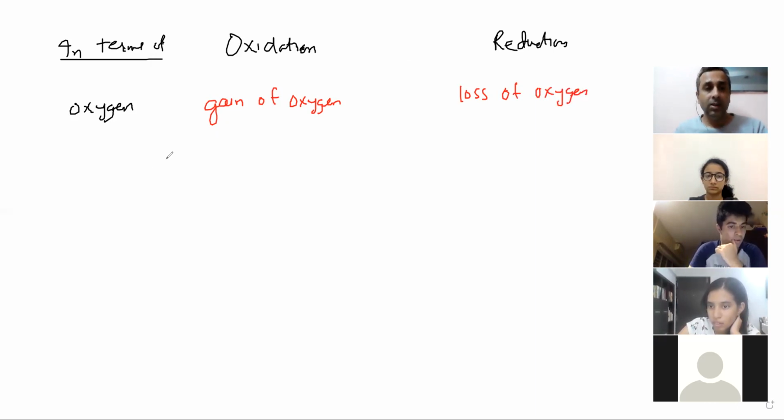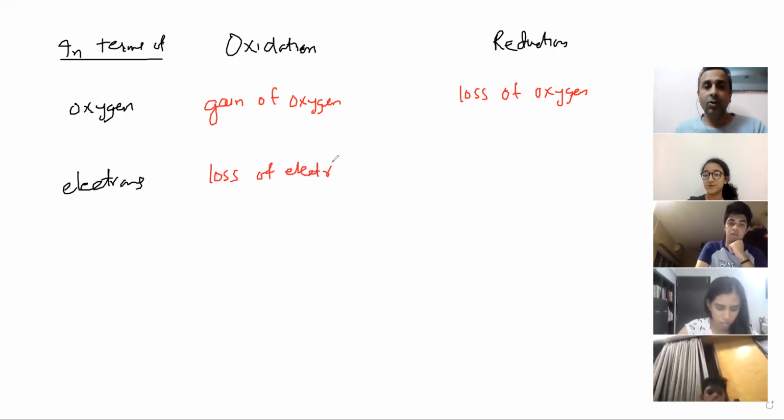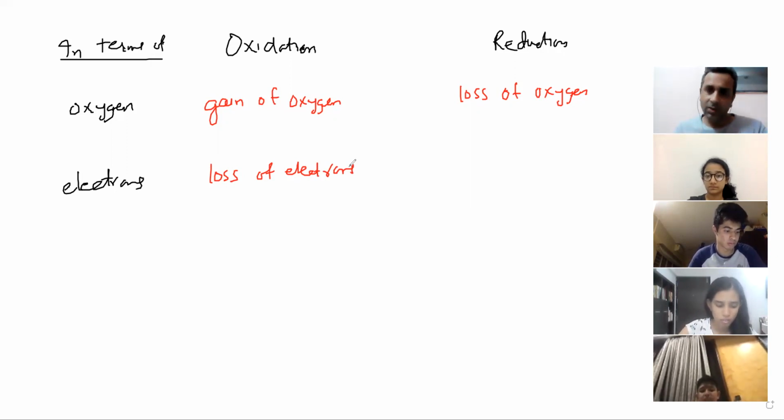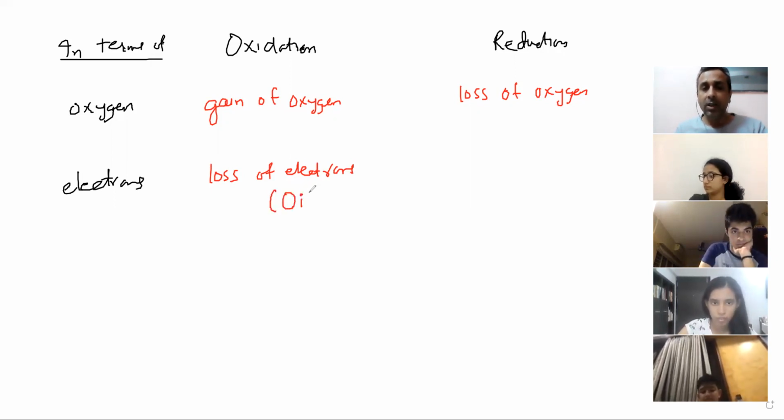Then we learned the same oxidation process and reduction process in terms of electrons. So oxidation in terms of electrons is what? Loss of electrons. Whenever any substance in any chemical reaction loses electrons, we say that substance has got oxidized. We remember this by the word OIL: O for oxidation, I for is, and L for loss of electron. So oxidation is loss of electron.